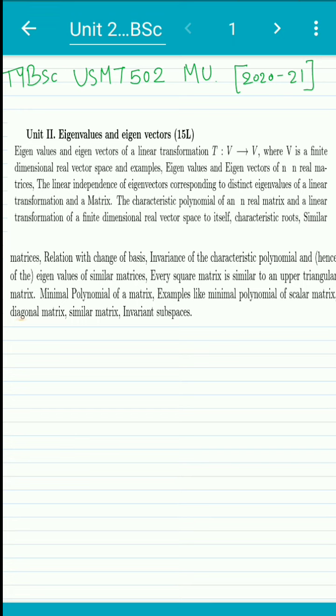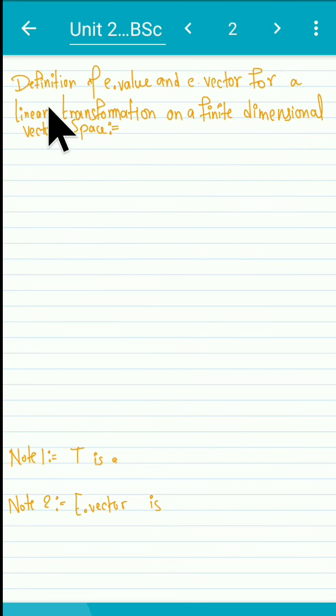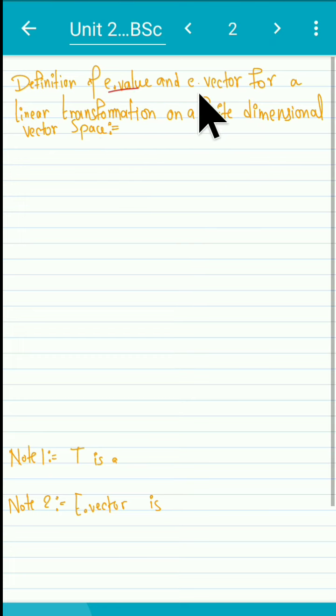I will try to cover as much as I can. I'll try to complete 100%, but for now let us just start with lecture number 1, in which I will be introducing you to the definition of an eigenvalue and an eigenvector for a finite dimensional vector space V. I want to introduce what is an eigenvalue and what is an eigenvector.